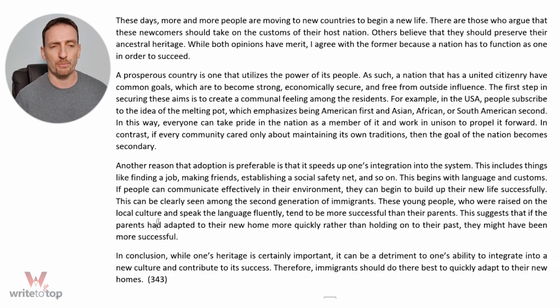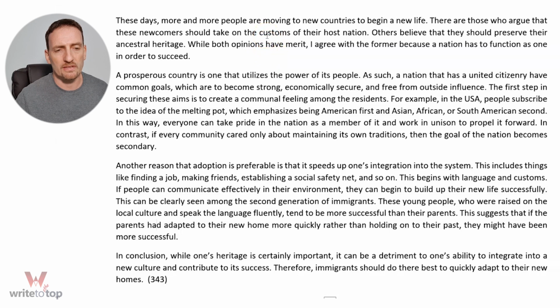So these days, more and more people are moving to new countries to begin a new life, immigrants. There are those who argue that these newcomers should take on the customs of their host nation. Others believe that they should preserve their ancestral heritage. Here's the debate. One side says this, one side says that. While both opinions have merit, it means I'm going to look at both ideas, but I'm not going to necessarily show the merit of the other one.